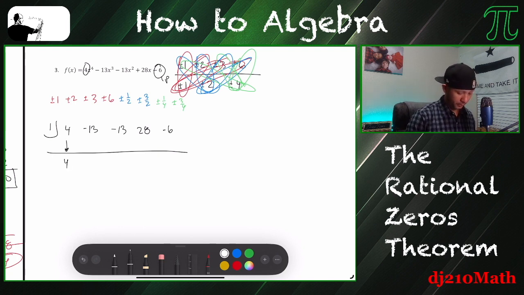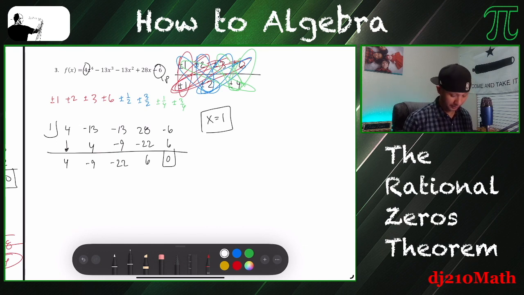Bring down the 4 times 1. Add negative 9. Negative 22. This is negative 22, which is positive 6. Oh, wow, 1's about to work out. That's crazy. 1 works out. Okay, so we got lucky. X equals 1 is a factor, unless my math is off.